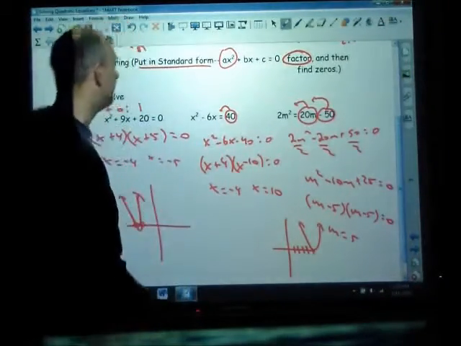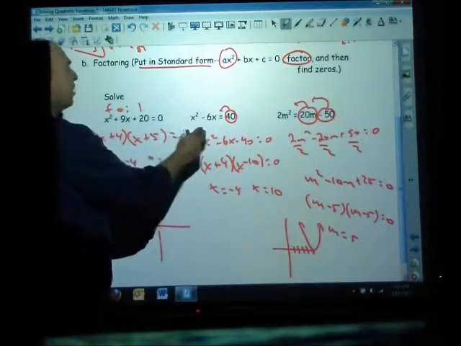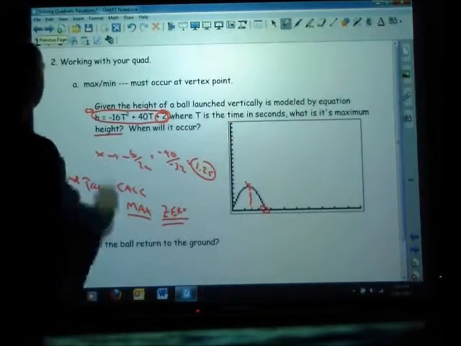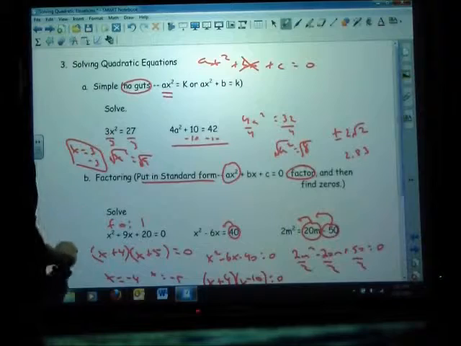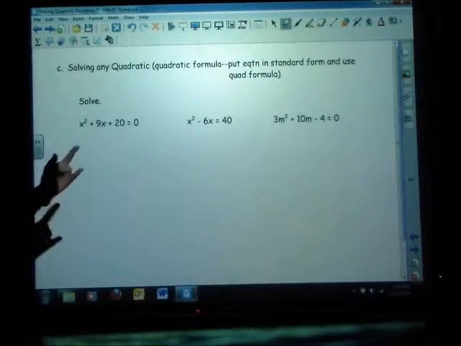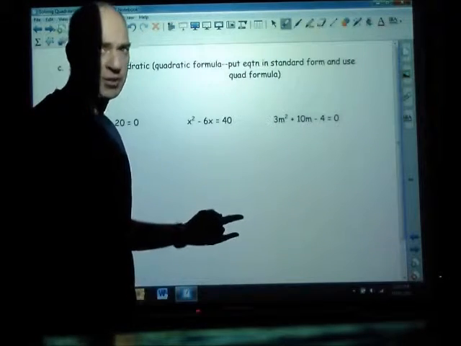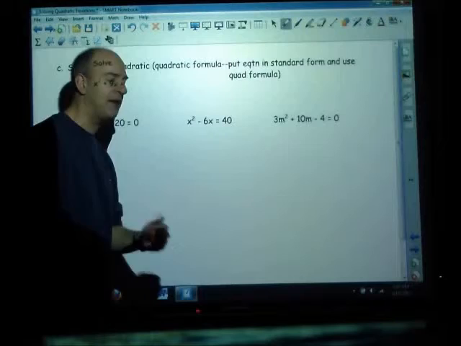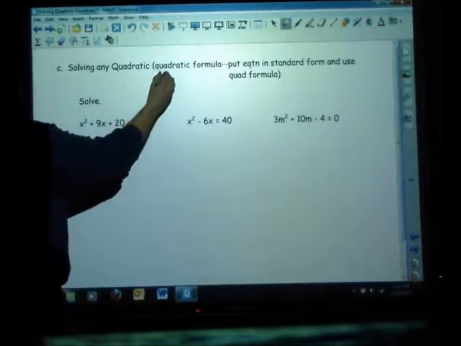Okay? So, if it's got guts, we're going to solve it by factoring if we can. If it doesn't, we're just going to use rootage. I guess that was up above. Now, there's one other way to solve quadratics, and it works every time no matter what form it's in, or no matter if it's got guts or not, and that's called the quadratic formula.